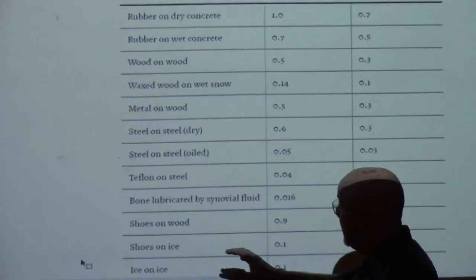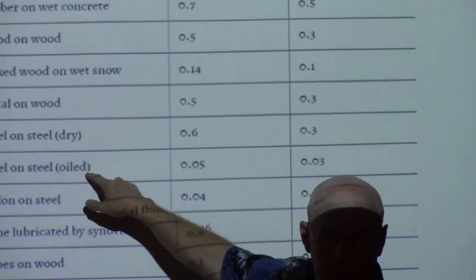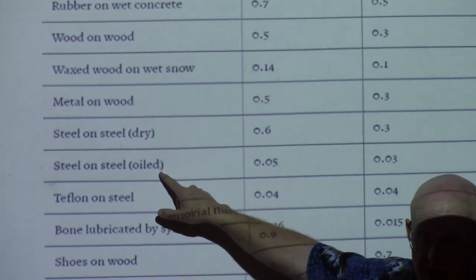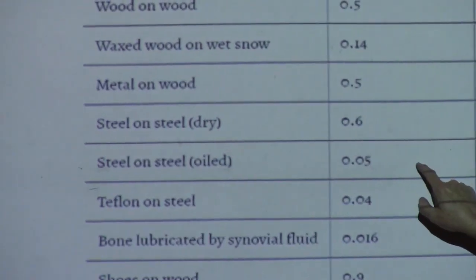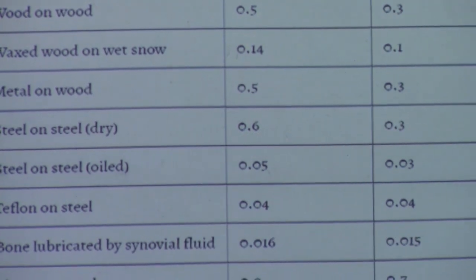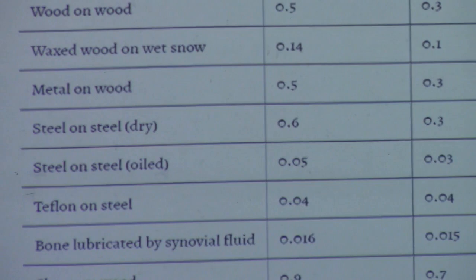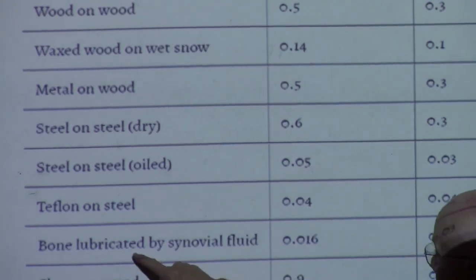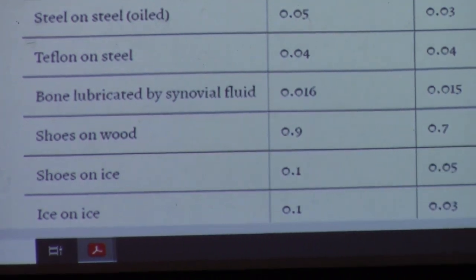I mean, here's a good one. How about steel on steel with it being oiled? You would expect that would probably slide really well, have very little friction. And sure enough, look how small those coefficients are. Or Teflon on steel. Here's the one you were talking about, the joints, and again, really low.